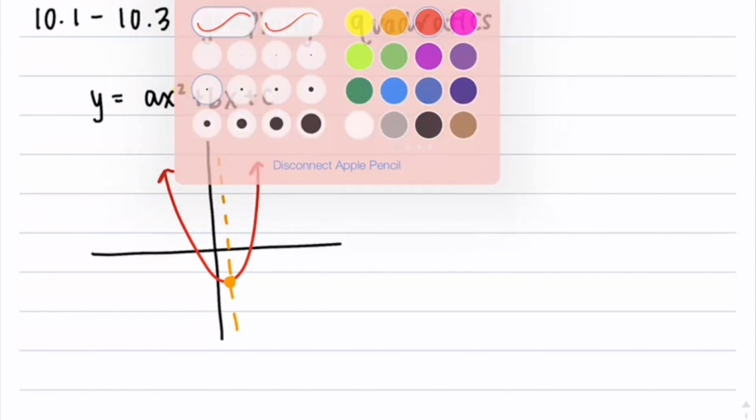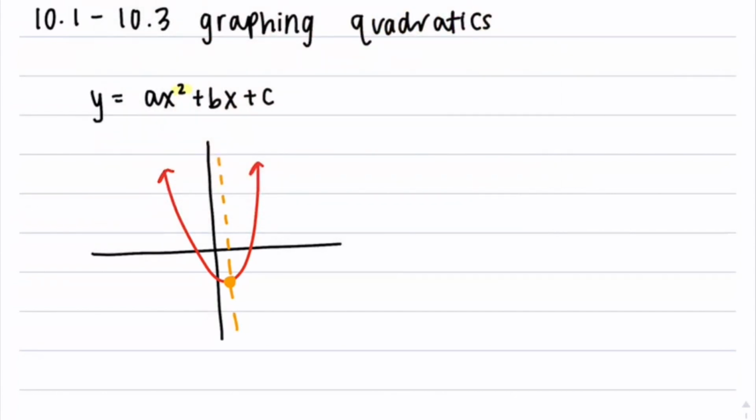All right, this is what you need to know. So the axis of symmetry is going to be found by using the formula x is equal to negative b over 2a. Once we get that, that's going to help us find our vertex. So I'm going to go ahead and show you guys an example of what this would look like if we were to graph it.